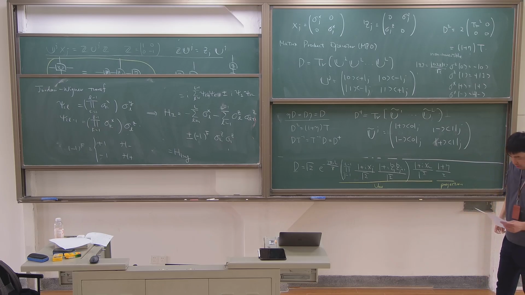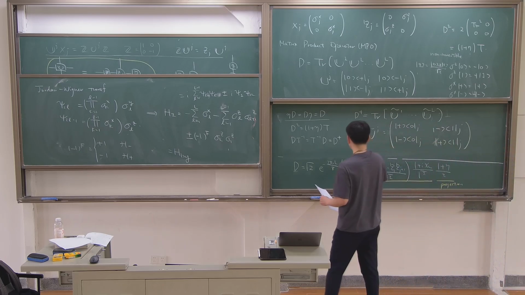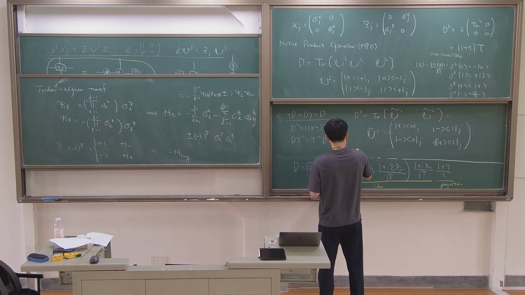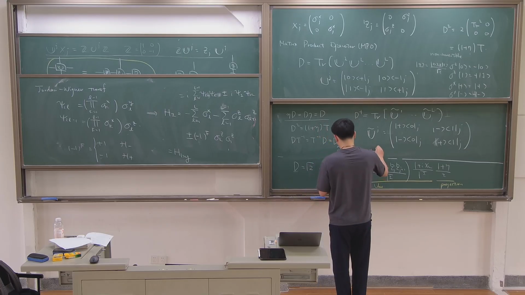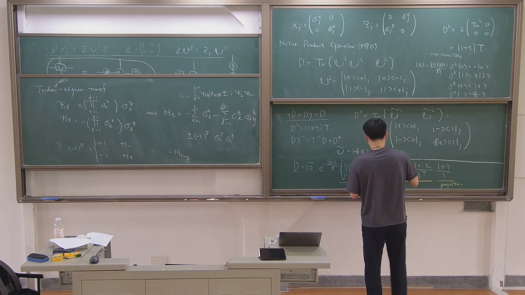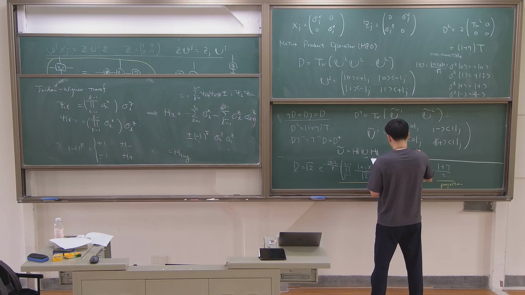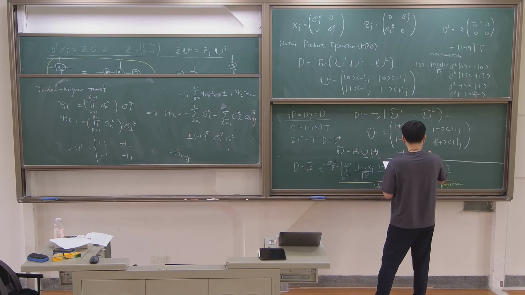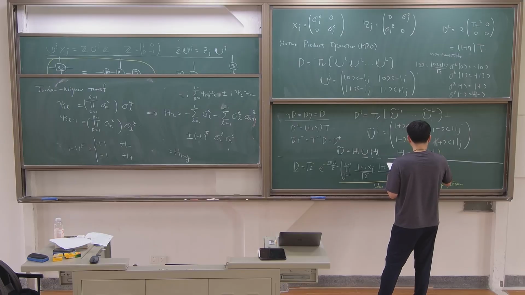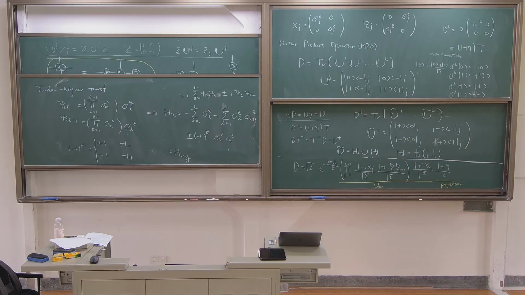Moreover, U tilde is related by H U, where the H can be written as 1 over square root 2 times 1, 1, 1, minus 1, like this. So one can just write this down. This way we can do the computation. Fine.